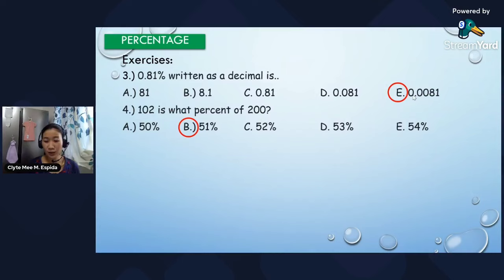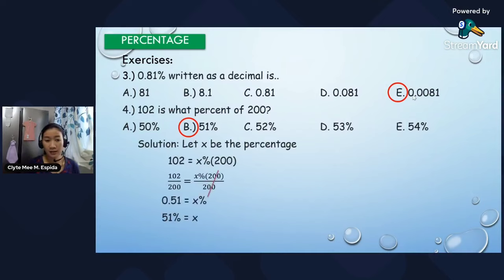So 102 is what percent of 200? When you have the solution, you will have it this way. So you have 0.51. Ito po, 0.51, gagawin nating percentage. So from decimal, gawing percentage. So we're going to move the place value or the decimal point to our right. That's why we have 51%. Okay, congratulations. So most of you got the correct answer, which is letter B.